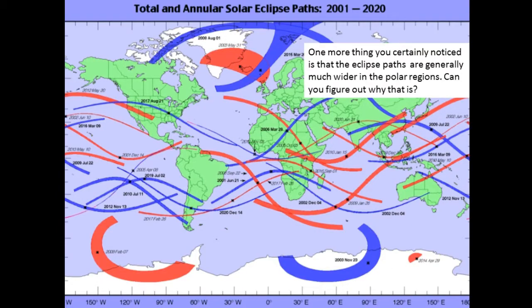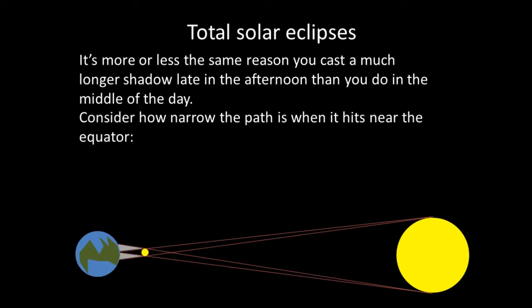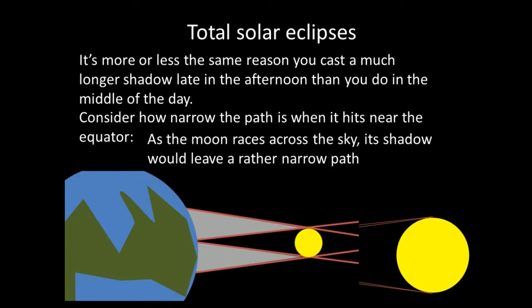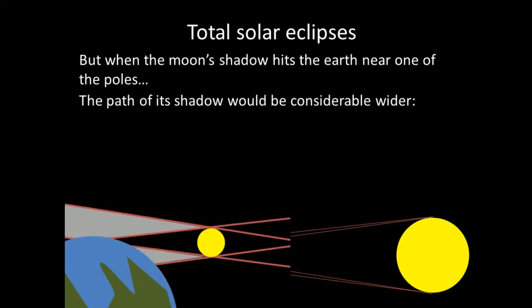One more thing you certainly notice is that the eclipse paths are generally much wider in the polar regions. Can you figure out why that is? It's more or less the same reason you cast a much longer shadow late in the afternoon than you do in the middle of the day. Consider how narrow the path is when it hits near the equator. As the moon races across the sky, its shadow would leave a rather narrow path. But when the moon's shadow hits the Earth near one of the poles, the path of the shadow would be considerably wider.